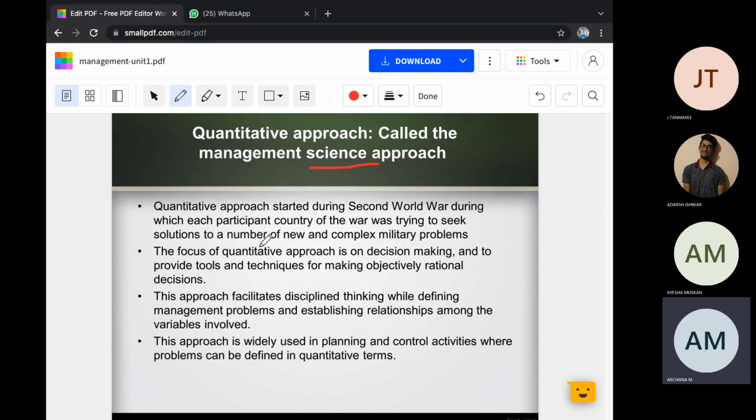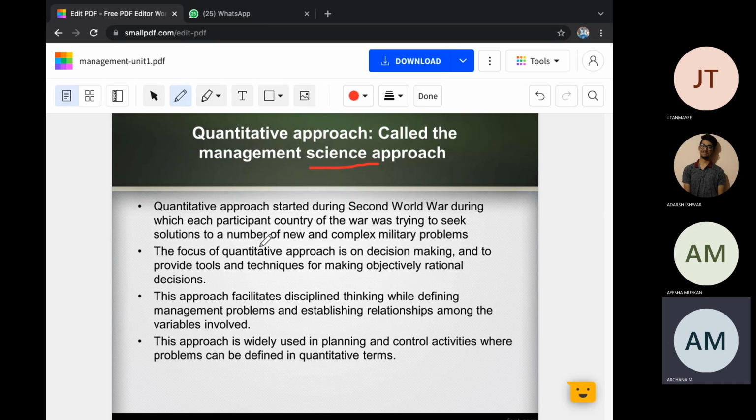You get a good army in the war, you will get good output. That is, you can fight with the other country and you will win. If army people are not there, you cannot fight. If army are there and proper weapons are not there with the army, how can you fight with other countries? That is why, when the Second World War was going on, they thought of this quantitative approach. When did the Second World War go on? 1930s to 40s, just before our independence. That was the Second World War.